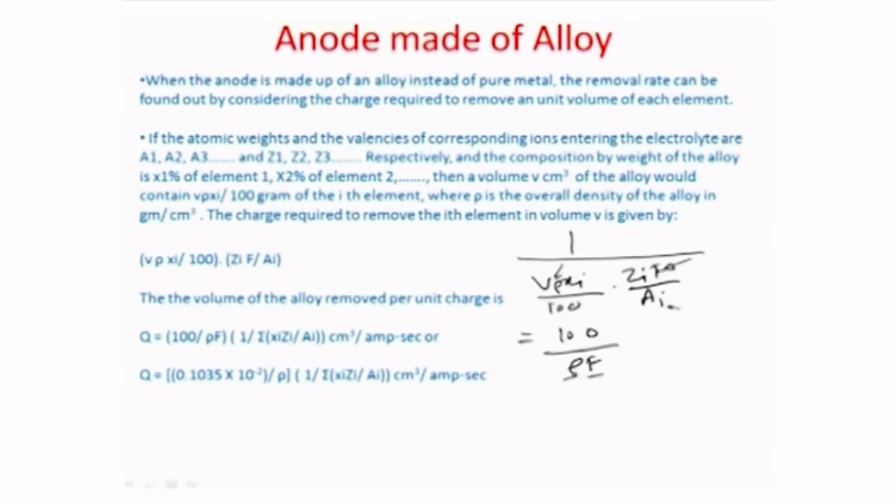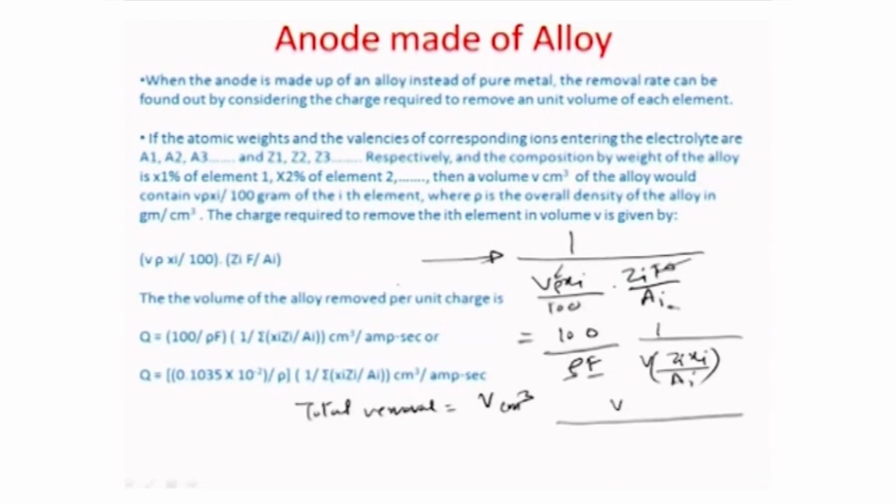So, you can consider these outside the scope of the variable terms, and the other part basically is 1 divided by volume times Zi xi divided by Ai. For V volume, because total removal is V centimeter cube, the amount of charge that would be needed is really V for a unit volume. This is the charge which is needed. The total volume V centimeter cube would be V divided by V rho xi by 100 times Zi F by Ai.